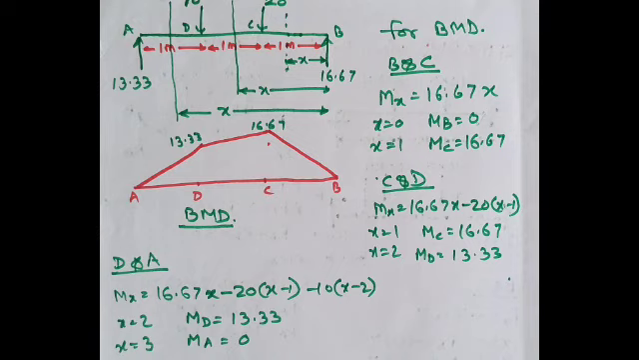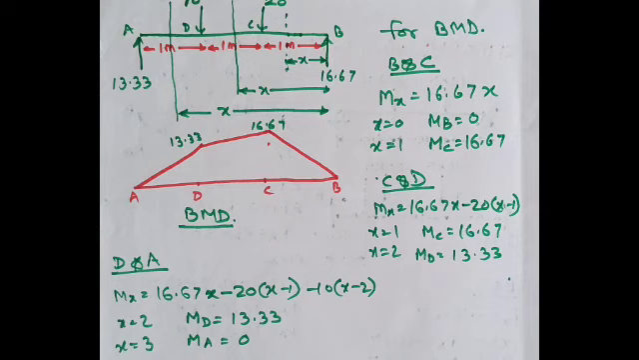Now we will draw these values. At point B we have 0, and at point C we have the value 16.67. This is the equation of a straight line, 16.67 into x. So we will draw these points with a straight line. We will join these 2 points with a straight line.